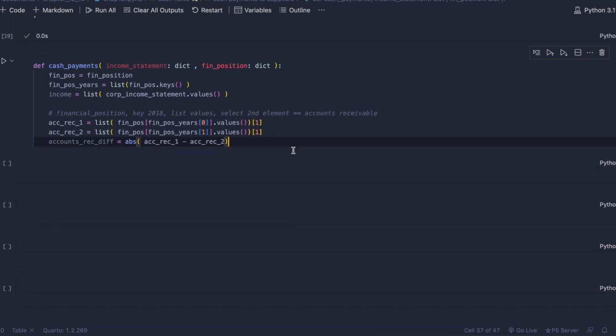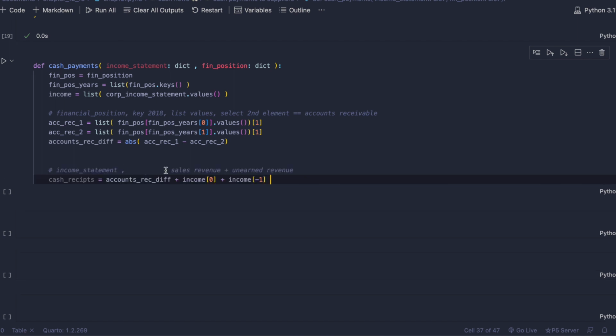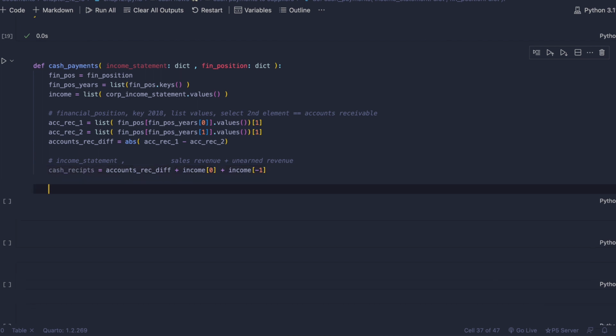Accounts receivable. From the financial position dictionary, list the values for the first dictionary key, and select second element, which is the accounts receivable. Do the same list casting for second year's accounts receivable. Subtract 1 year's value from the other year's value. Cash receipts or accounts received difference, plus income index 0, plus income index -1, which is the last element in list array.